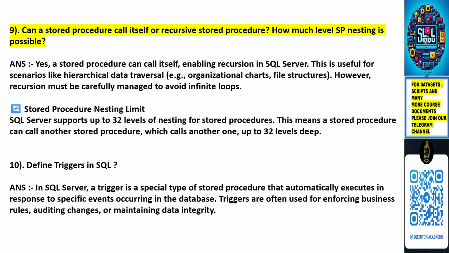However, recursion must be carefully managed to avoid an infinite loop. If you do not end the recursion, it will go into an infinite loop. So be aware when using recursion to end it with proper logic. Now, the stored procedure nesting limit. This limit you need to remember, because this part can be asked separately in interviews. SQL Server supports up to 32 levels of nesting for stored procedures. This means a stored procedure can call another stored procedure, which calls another one, up to 32 levels deep.